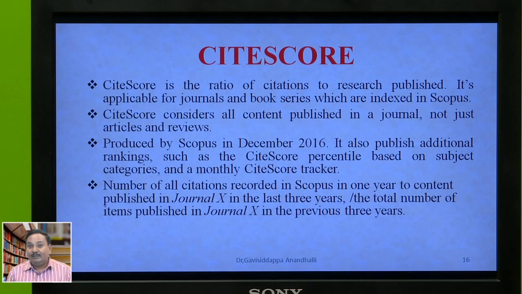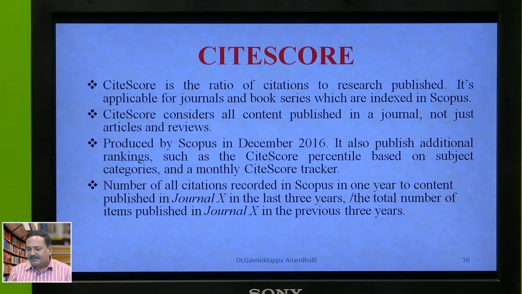In the case of the impact factor, it takes only research articles, but here it takes editorials, conference volumes, and everything else in the journal. It was designed and developed by Scopus in the year 2016. It also publishes additional yearly rankings of journals, such as CiteScore percentiles based on subject categories, and there is a monthly CiteScore Tracker. It gives a list of journals based on the citations received in that particular month.